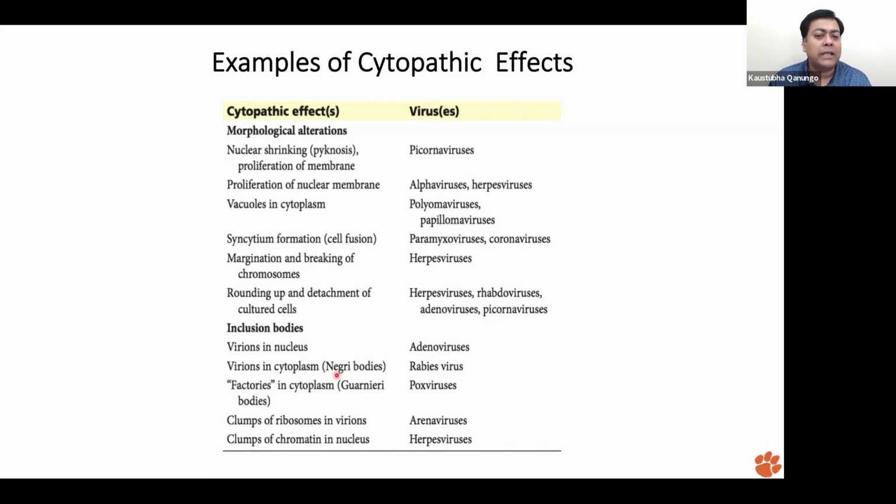A Negri body is basically a specific dark spot in the cell which is found in rabies virus infection. These are the virions in the cytoplasm. These are the viral factory. So just only this line: these are the virions in the cytoplasm, rabies virus. That's it. The others, you do not have to specifically remember what they do. We just talked about Negri bodies. And you can easily see that coronaviruses also do the syncytium, or cell fusion, formation as well.